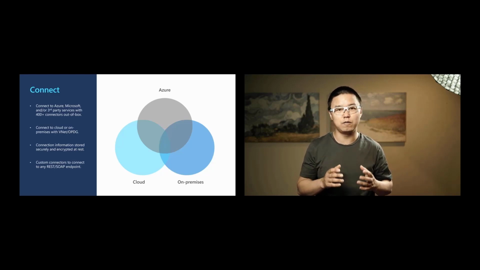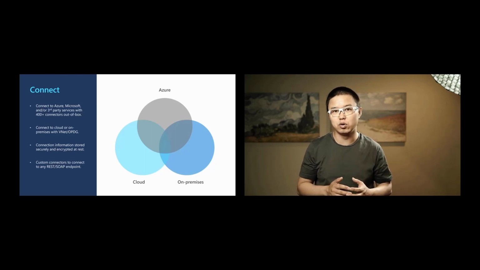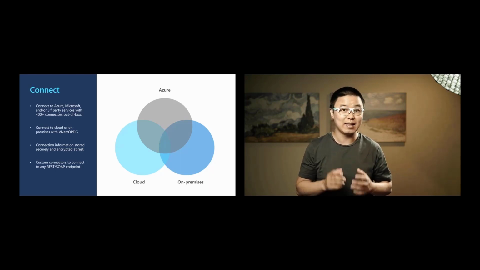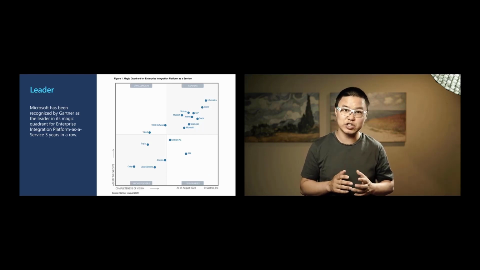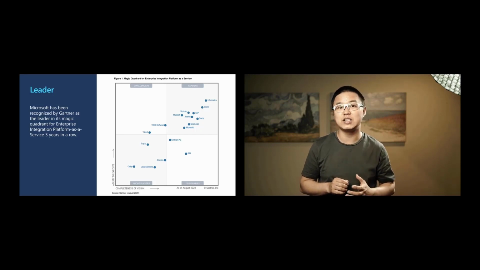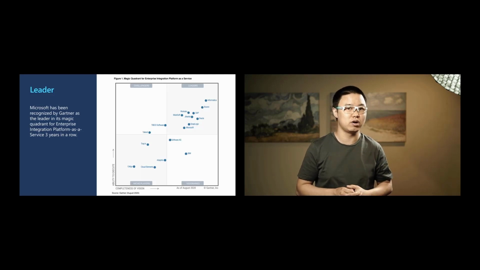Logic App takes care of the task of figuring out which API to use, which version to call, how to pass the payload, and the secure storage and renewal of authentication information so you can focus on building the business logic. And lastly, you can build custom connectors connecting to your own internal proprietary system with ease. You can use codeful or codeless connectors to connect to REST APIs or SOAP endpoint. And it's worth calling out that Microsoft has been recognized by Gartner as the leader in the Magic Quadrant for Enterprise Integration as a Service 3 years in a row.